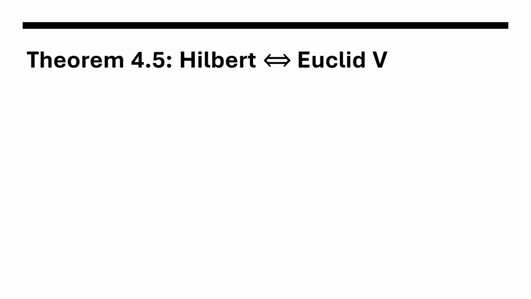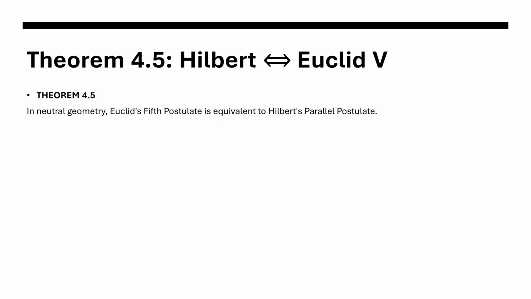So we have the equivalence of Hilbert's and Euclid's fifth postulate. Theorem 4.5: in neutral geometry, Euclid's fifth postulate is equivalent to Hilbert's parallel postulate. So again, you have Euclid's fifth with a double implication to Hilbert's parallel postulate. This theorem shows that Euclid's ancient formulation and the modern formulation are actually the same thing. They're just said differently.